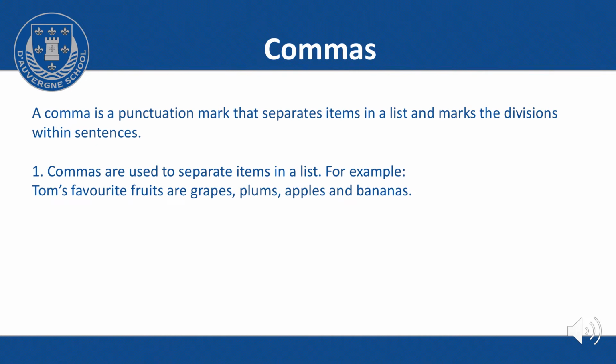Let's have a look at commas. A comma is a punctuation mark and it has many uses. The main uses are discussed here. Firstly, commas can be used to separate items in a list. For example, Tom's favourite fruits are grapes, plums, apples and bananas.